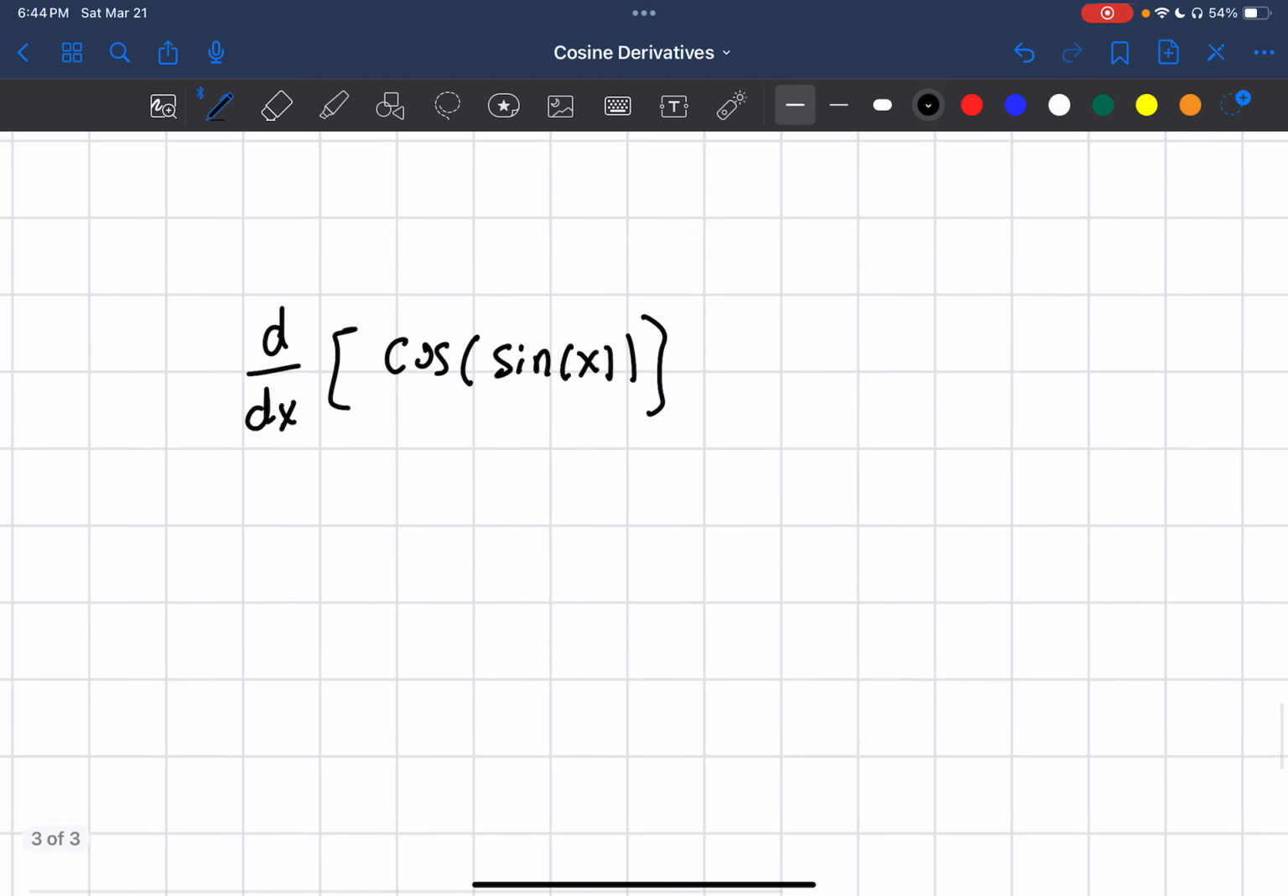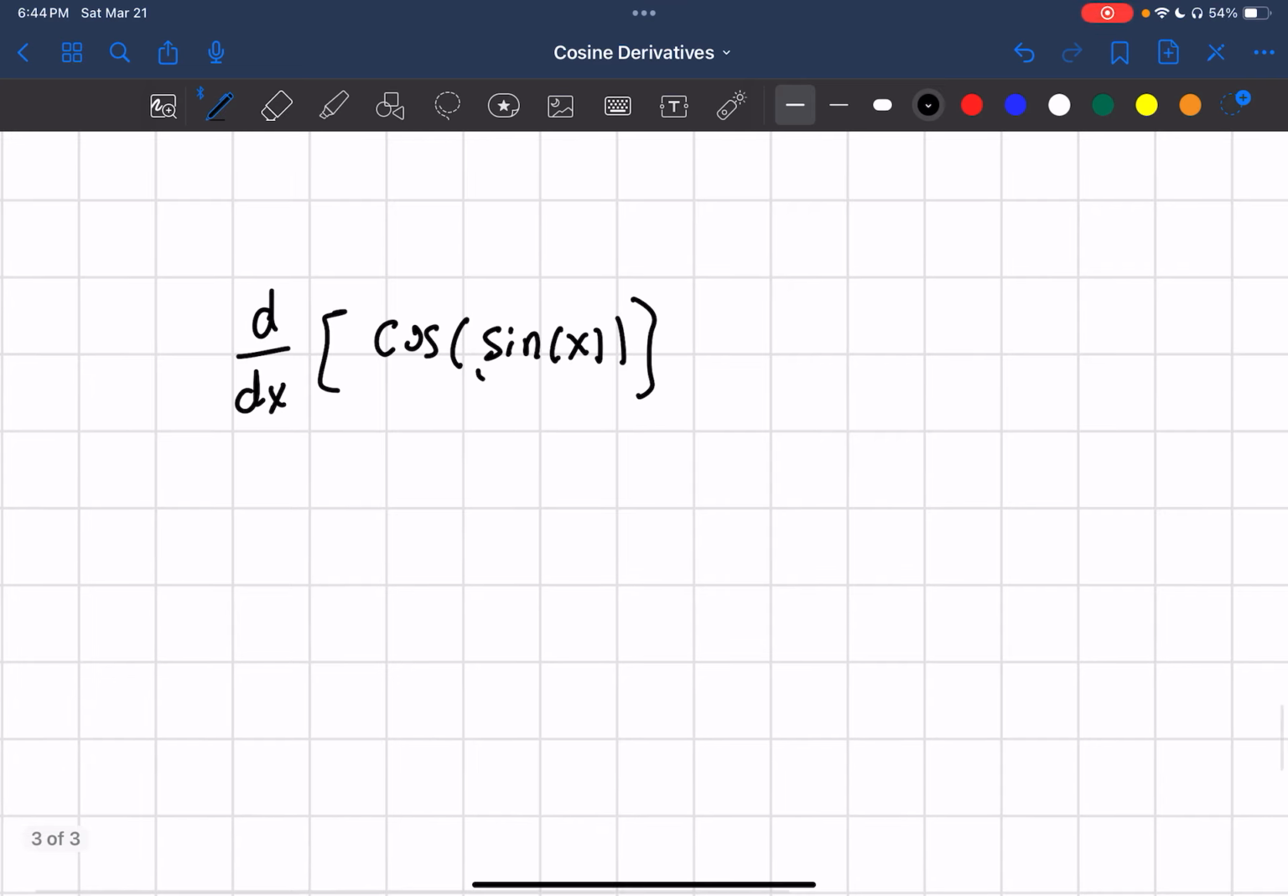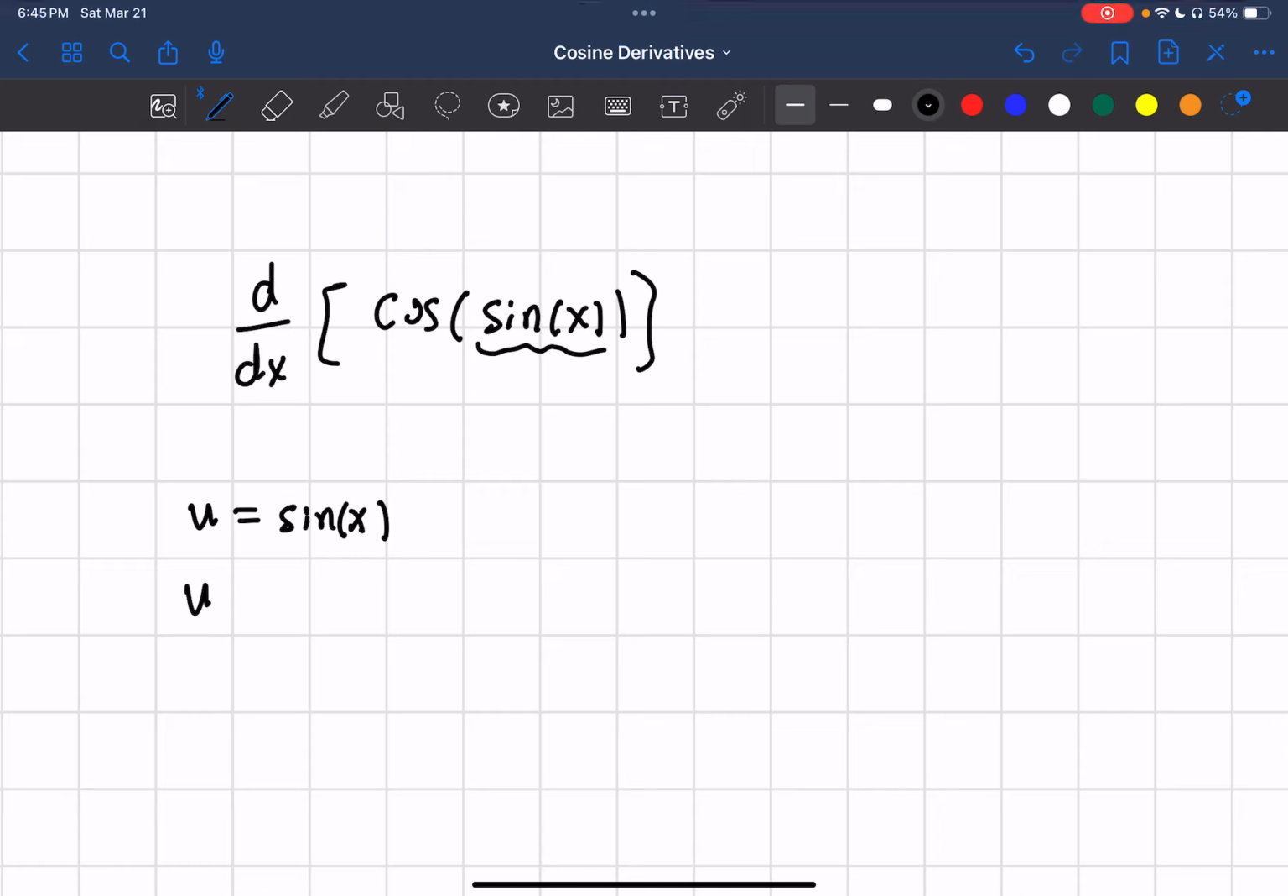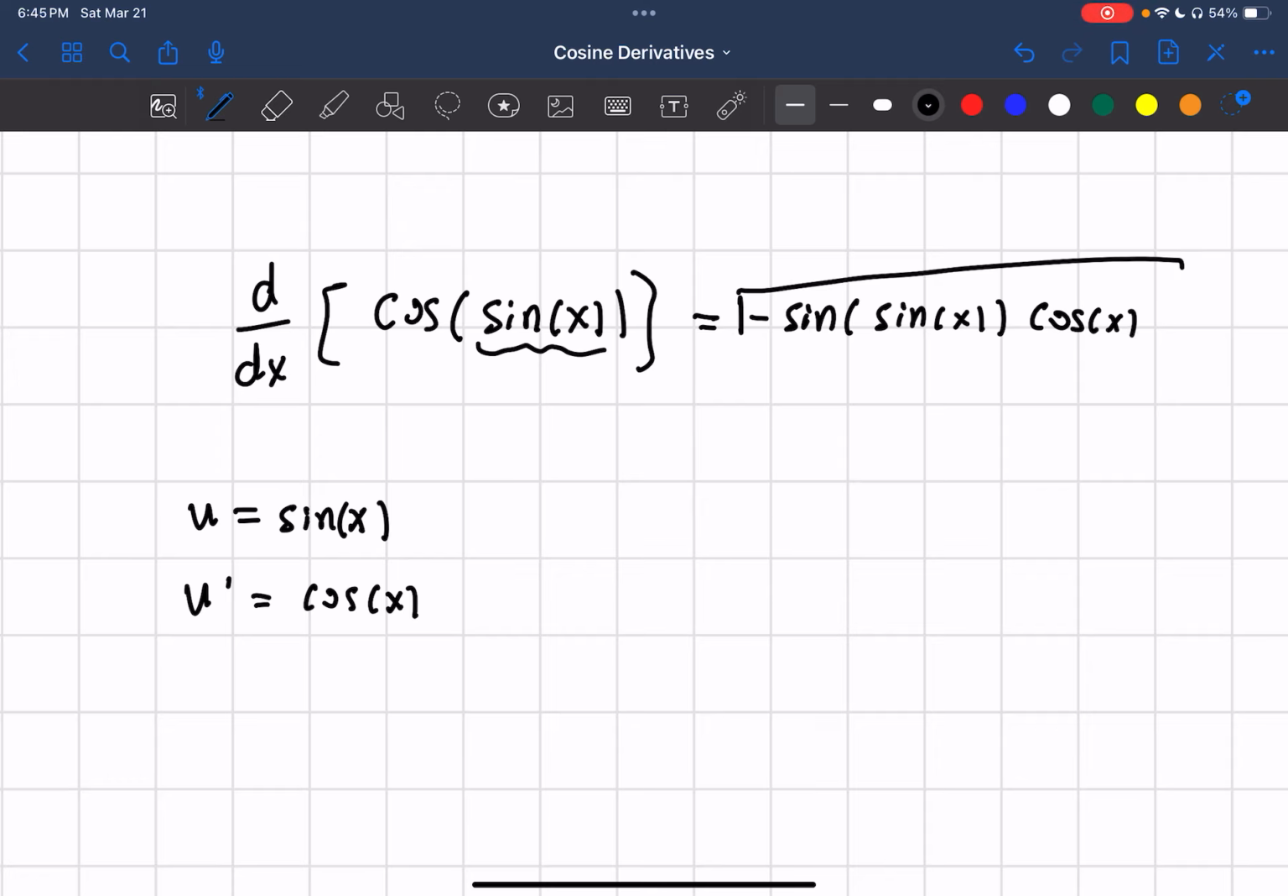In our next example, we see that we have a cos and a sine. So the inner function will be sine. So u is equal to sine x. U prime will be cosine x. So now let's find the derivative of this. So it would be minus sine, keep everything on the inside, so sine x times cosine x. And this is our final answer.